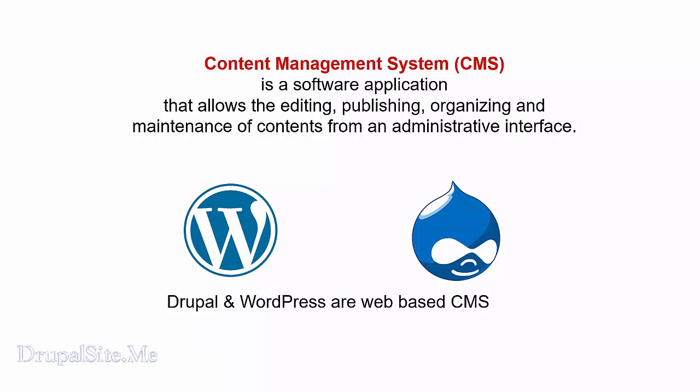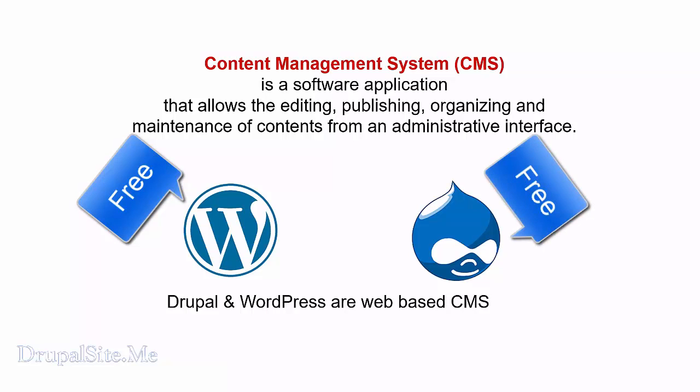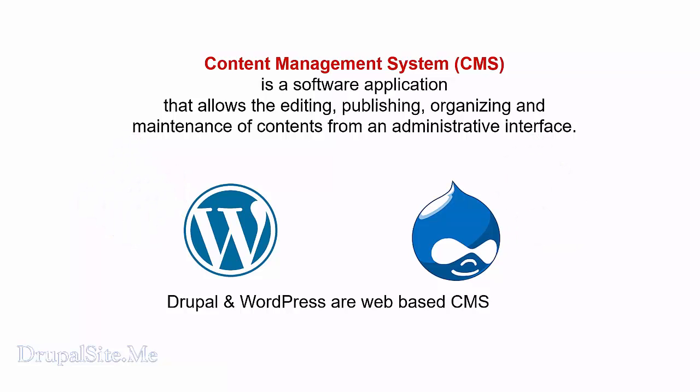It is a software application that allows editing, publishing, and organizing your website much more easily. It doesn't need to be expensive. In fact, many of the good content management systems are free. So it is what's called open source software. There are dozens of content management systems out there, and Drupal and WordPress are the two major players, and they are web-based content management systems. We'll be talking more about how to choose one of these in a later movie.